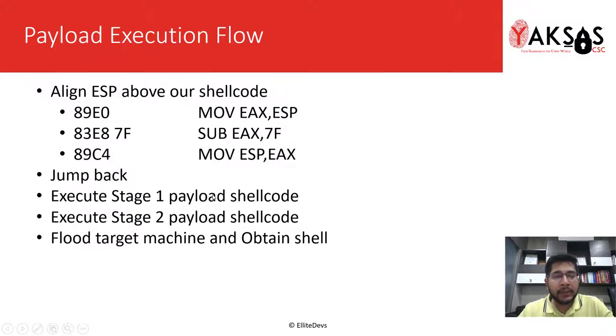Now all that remains is to generate the stage 2 payload shellcode, make it available via a web server, and then let our stage 1 payload shellcode download it and execute it, which will then flood the target machine with terminal pop-ups and finally send us a reverse shell back on the attacking machine.